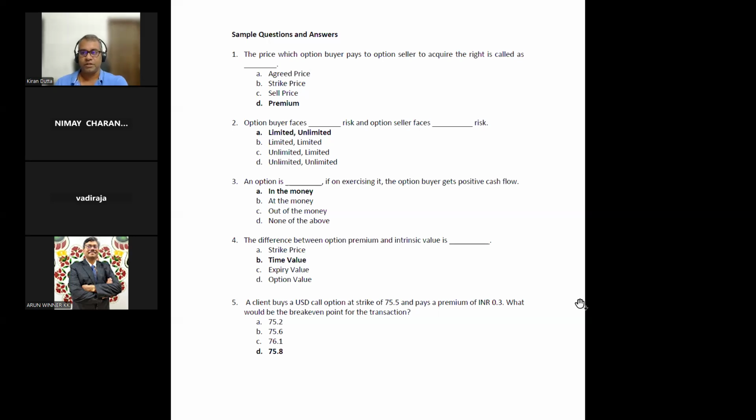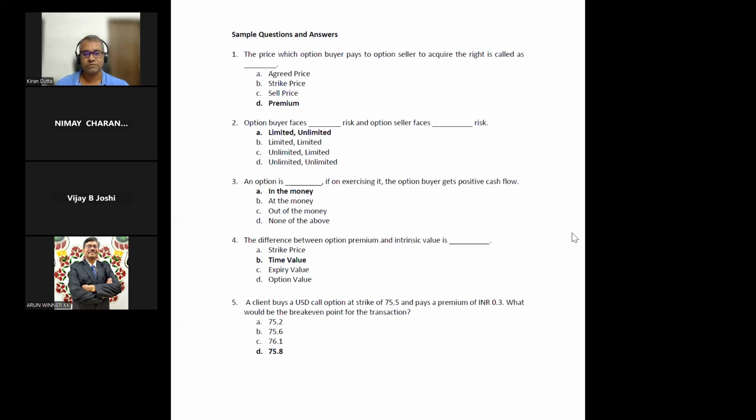Difference between option premium and intrinsic value. We discussed this, right? Premium is equal to intrinsic value plus time value. Suppose it is going to be this side, it is automatically time value. I discussed this in detail yesterday. Please refer to the recording.